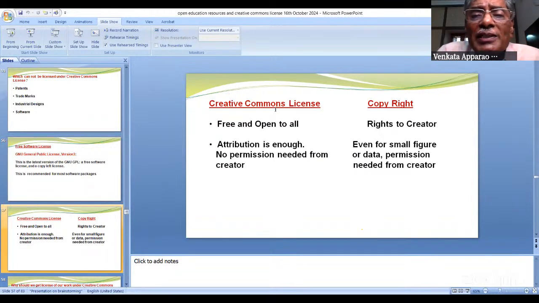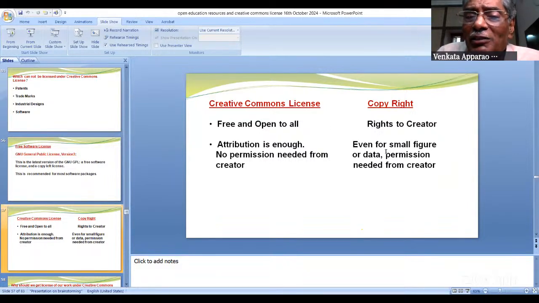So Creative Commons license, copyright. Let us compare these two. Creative Commons license, free and open to all. Copyright, rights to the creator, rights to the author. But Creative Commons license, free and open to all. Under Creative Commons license, attribution is enough. Attribution means acknowledgement is enough. No permission needed from the creator. You don't have to get permission from the creator. Free and open, simply you give acknowledgement, that's all. Giving acknowledgement is mandatory.